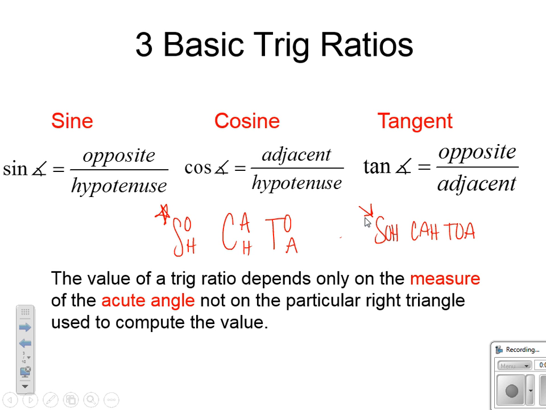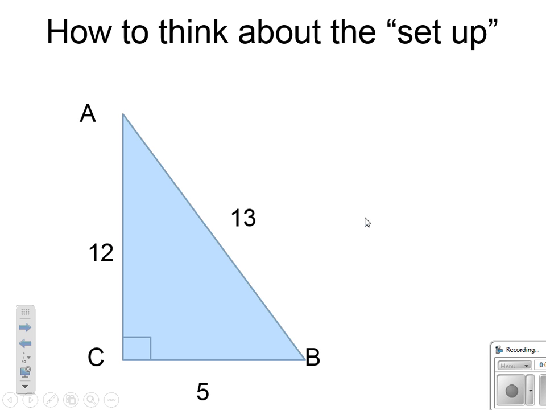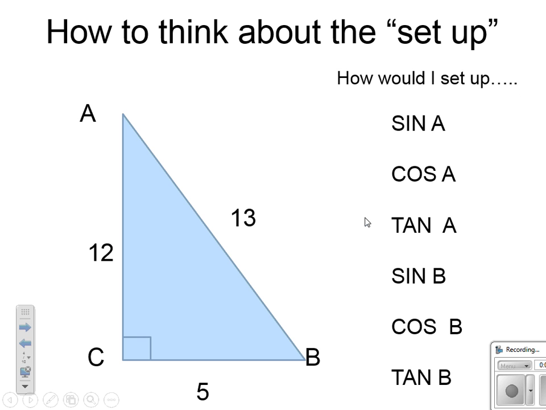And when we use sine, cosine, and tangent, we want to make sure that we are using the measure of the acute angle and not the right angle to compute the value. So make sure that you know we're talking about the angles that are less than 90 and not the 90-degree angle itself.